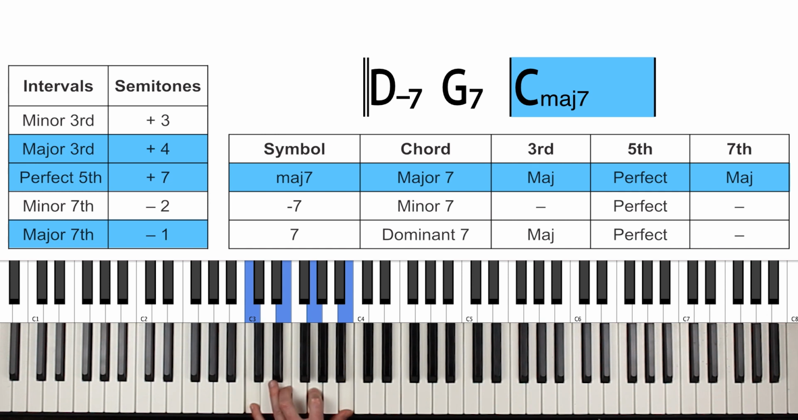It's a C major 7 chord, so the root should be C. That's correct. It's a major 7 chord. It has a major 3rd, which is 4 semitones. 1, 2, 3, 4. That's great, that's what I've got, correct. Major 7 chords have a perfect 5th, which is 7 semitones. 1, 2, 3, 4, 5, 6, 7. That's what I've got, that's correct as well. And major 7 chords have a major 7th, which should be 1 semitone below the root above, and I can see that it is. Cool. That is a C major 7 chord, checked, and it is all correct.